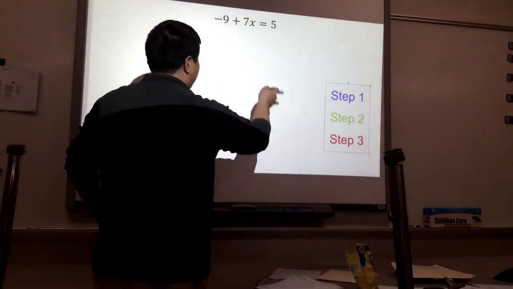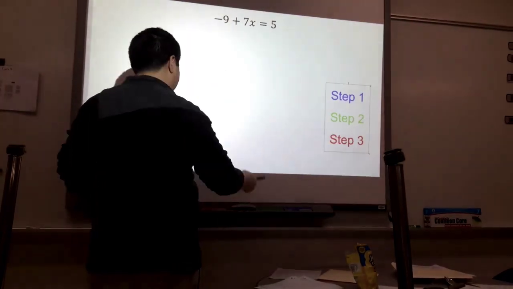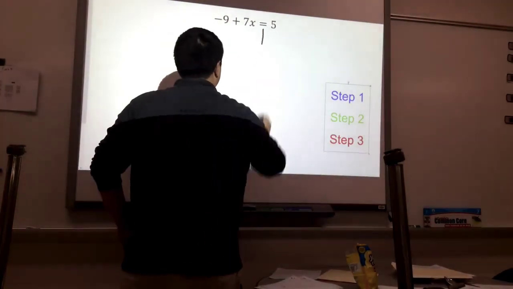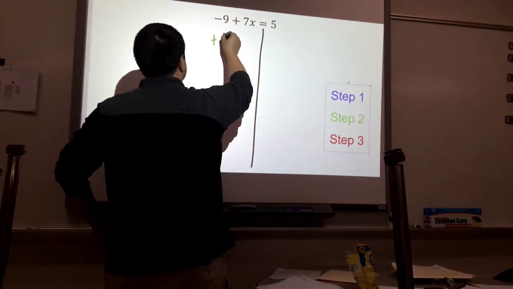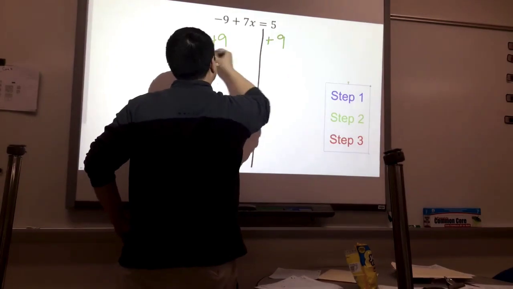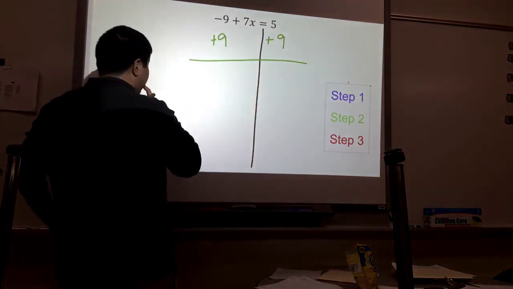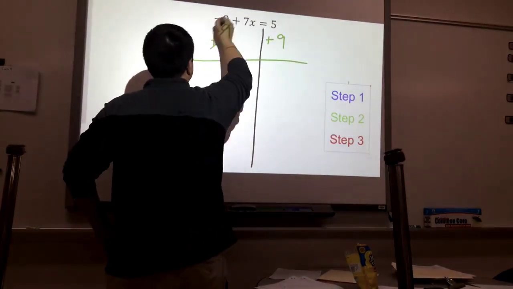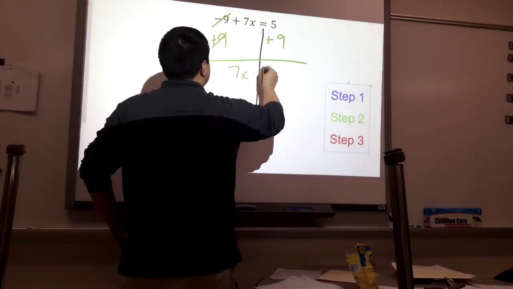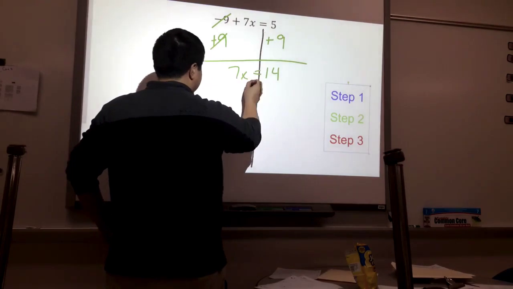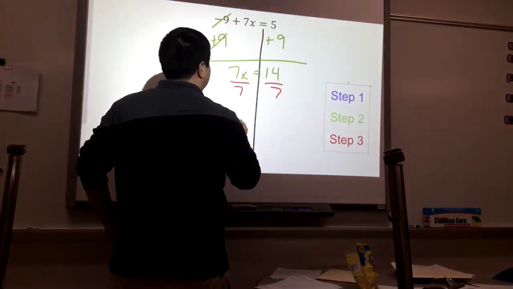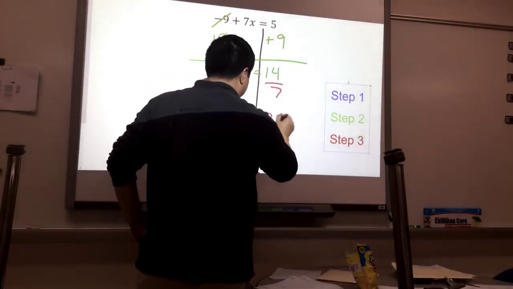Again, we're skipping step 1 because there's nothing to distribute or combine like terms with. We're going to get rid of the negative 9 by doing the opposite, plus 9. Plus 9. When we do that, these two go away. 7x equals 5 plus 9 is 14. When we divide both sides by 7, 14 divided by 7 is in fact 2.